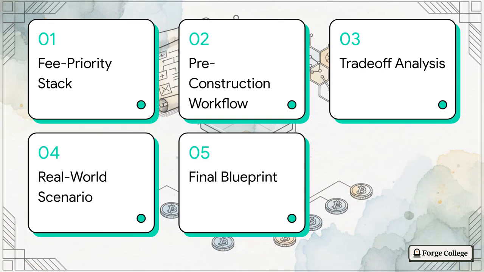All right, let's take a quick look at our agenda. We'll be moving from abstract mental models all the way to a simulated stress test. We're going to hit the fee priority stack, move into the pre-construction workflow, do a quick trade-off analysis, run through a real-world scenario, and finally, lock in your final blueprint. Let's get to it.